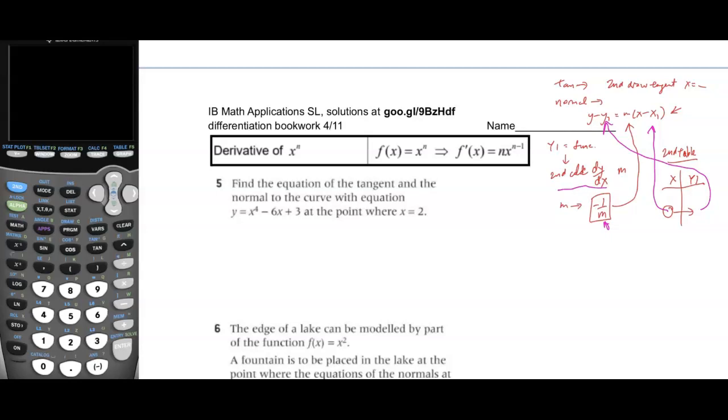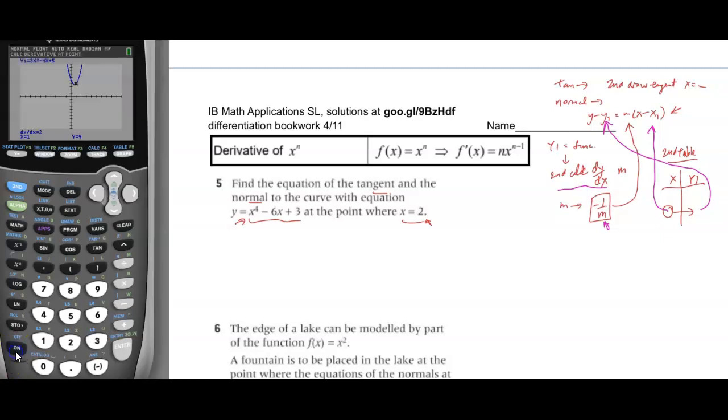Number 5 says, find the equation of the tangent and the normal to the curve with the equation x to the 4th minus 6x plus 2 at the point where x equals 2. So remember, there's 3 things they're going to give you. They're going to tell you whether you want the tangent or the normal, and they want both, okay? They're going to give you the curve, the function. What are you going to do with that? You're going to immediately put it in the calculator. And then they're going to tell you the location, which you're going to need later. Okay? So let's do this.